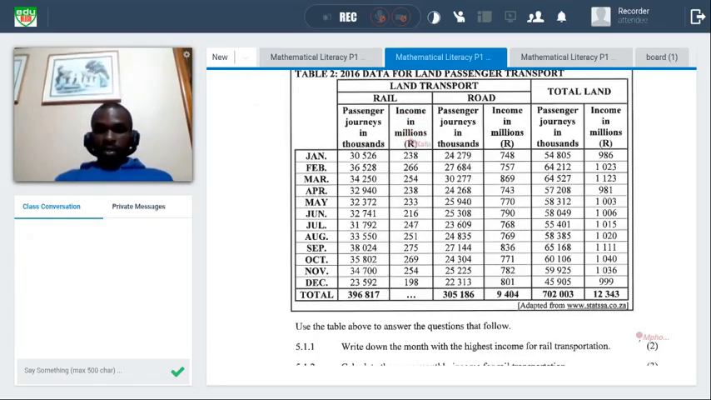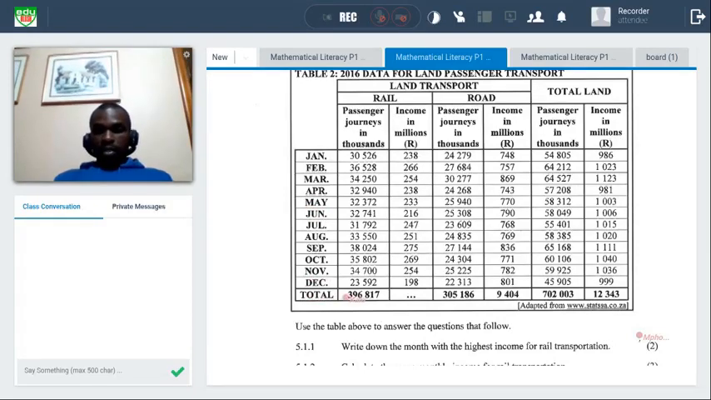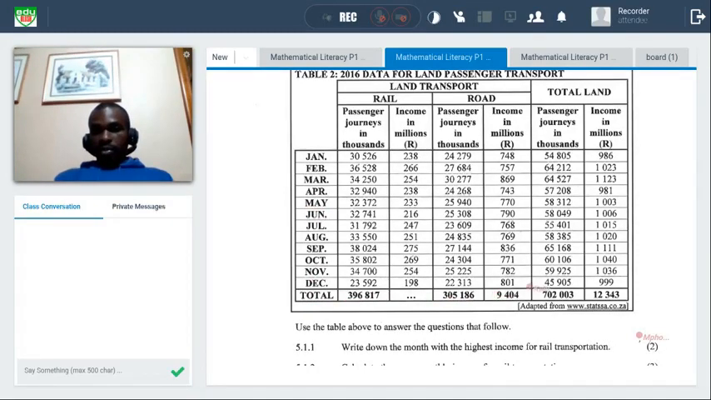Income is in millions of rand. That means you have 238 million. The passengers for road are in thousands. Incomes are in millions. Then you have January to December. You have your totals here.